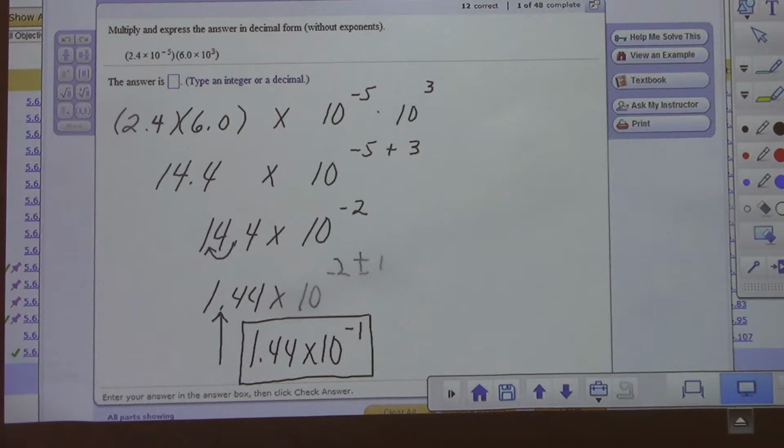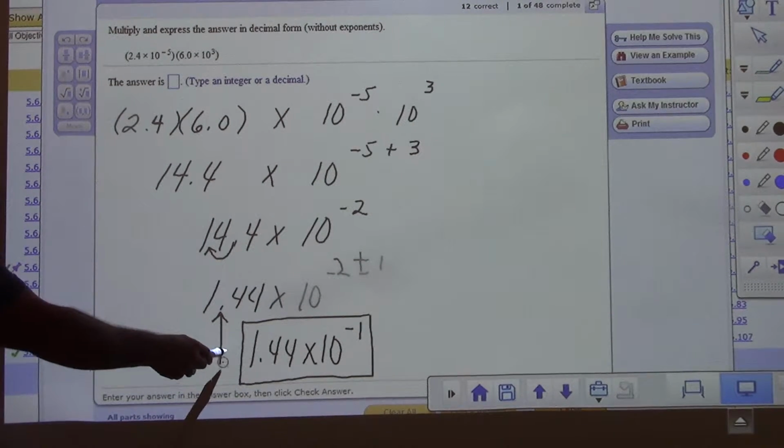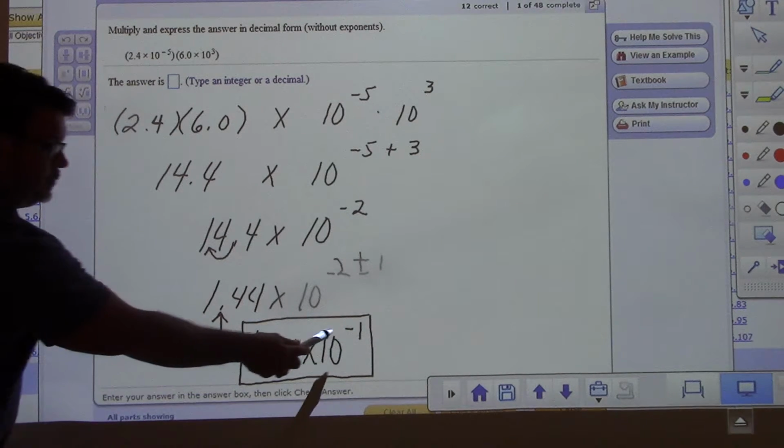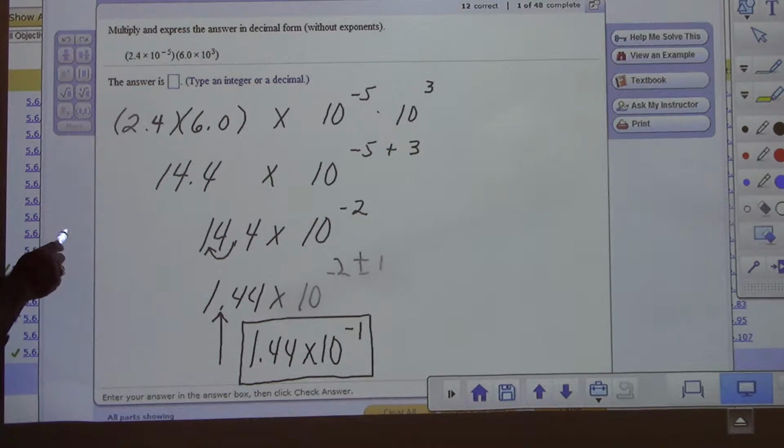Now if you want to write it in regular notation, meaning a decimal or a whole number, then you would move the decimal place one place which way? To the what? What does that negative mean? To the left. There we go. Y'all got to enunciate.